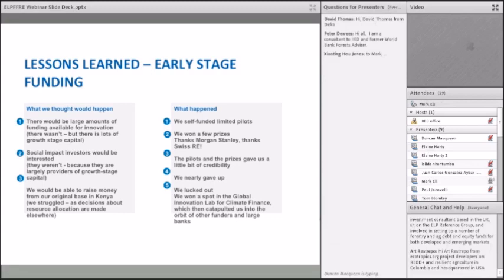They want to provide funds to organizations that are already showing revenue, or are already revenue positive. And the third thing that we thought would happen is that we could raise funds from our original base in Kenya. And despite the high number of financing institutions there, we struggled a little bit because we felt that some resource allocation decisions or funding decisions were being made elsewhere.